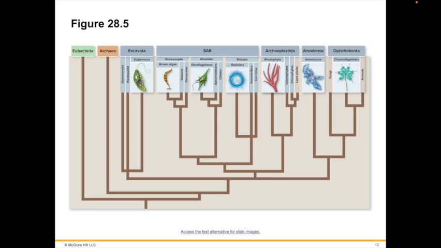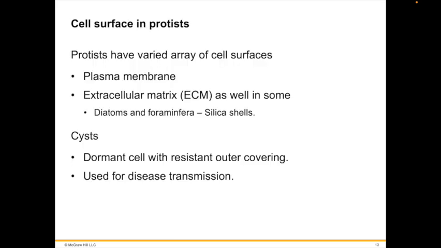Protists possess a varied array of cell surfaces. Some protists, such as amoebas, are surrounded by only their plasma membrane. All other protists have a plasma membrane with an extracellular matrix deposited on the outside of the membrane. Some extracellular matrices form strong cell walls. For instance, diatoms and foraminifera secrete glassy shells of silica.